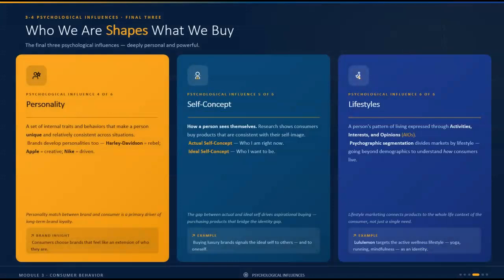Who we are shapes what we buy. The final three psychological influences, deeply personal and powerful. Personality, a set of internal traits and behaviors that make a person unique and relatively consistent across situations. Brands develop personalities too. Harley Davidson equals the rebel. Apple equals creative. Nike equals driven. Personality match between brand and consumer is a primary driver of long-term brand loyalty. Consumers choose brands that feel like an extension of who they are.